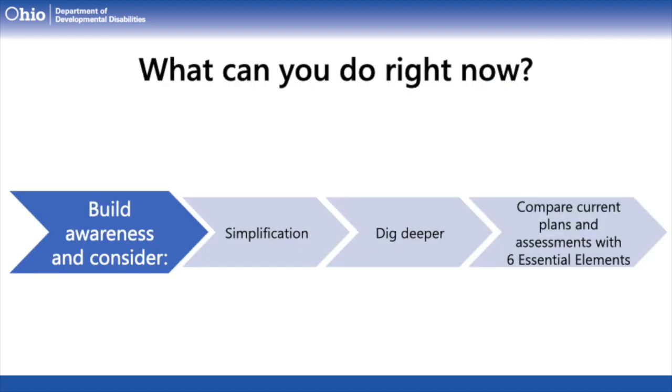You might be wondering, what can I do to get started? The takeaway is to build awareness of where things are right now. Is it simple? Consider the words you are using, both written and in conversation. Dig deeper. Focus on meaningful conversations and really get to know the person. And finally, compare current plans and assessments with the 6 essential elements.